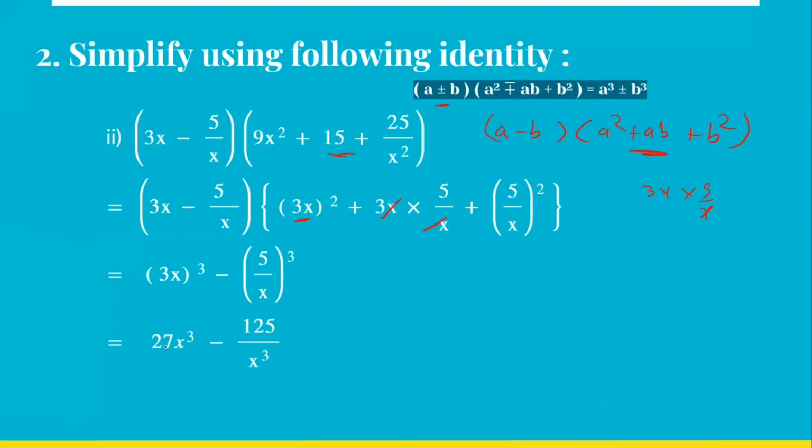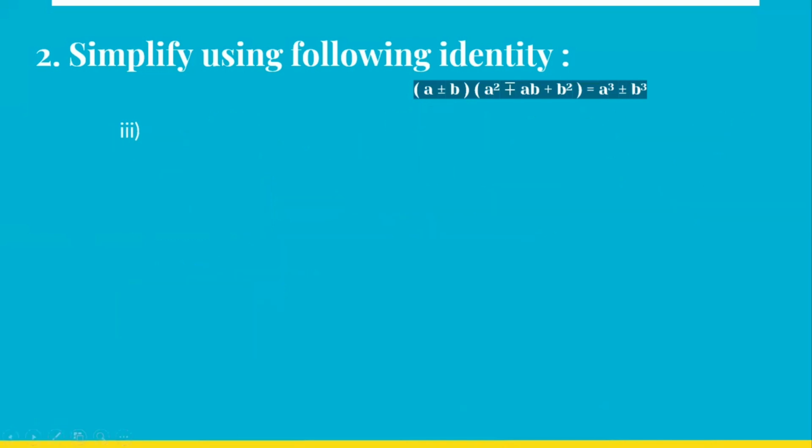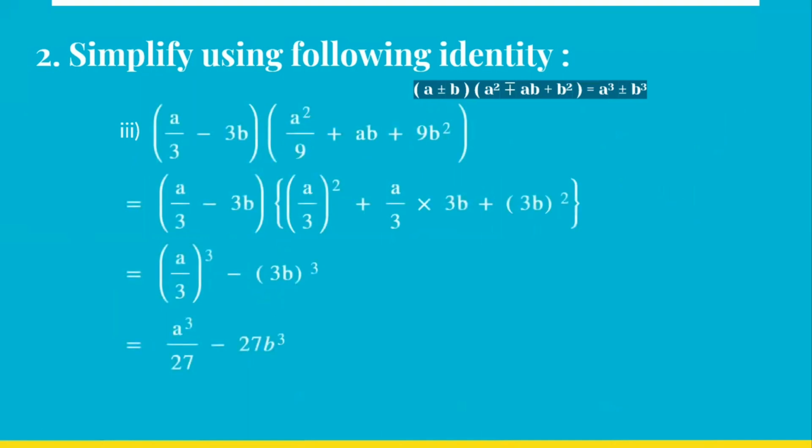3 cube is 27, so 27x cube, minus 5 cube is 125, so 125 upon x cube. Got it? So the third sum of question number 2, this is the question: a upon 3 minus 3b multiplied by a square upon 9 plus ab plus b square. So what is the identity here?